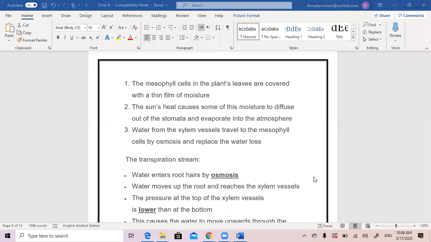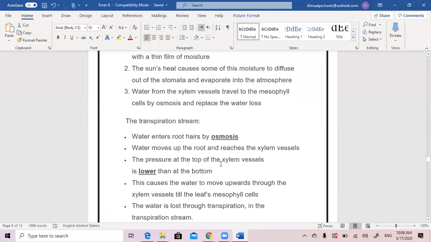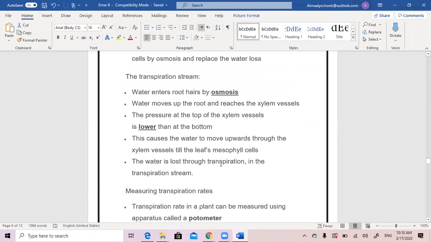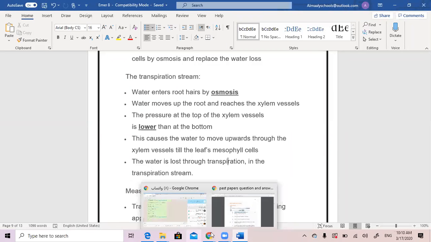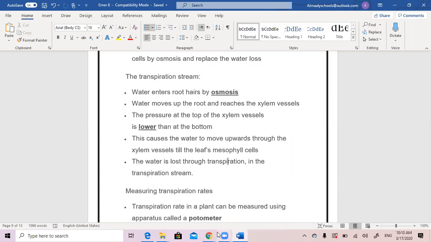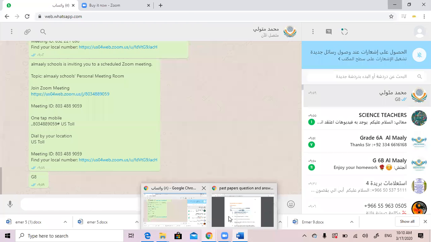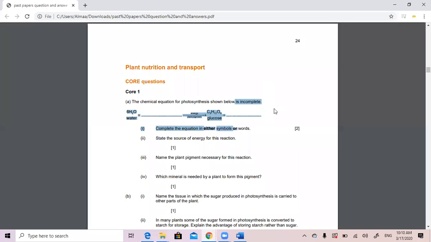There is a difference between transpiration and transpiration stream. Transpiration stream is water entering by osmosis, but transpiration is just losing of water. I will repeat: transpiration is just losing of water. Transpiration stream is the movement of water entering the root by osmosis. So water moves up from the root and reaches the xylem vessel. Until now, we have some past paper about plant nutrition.